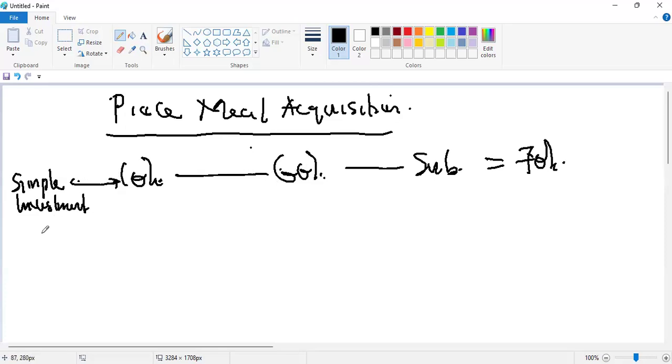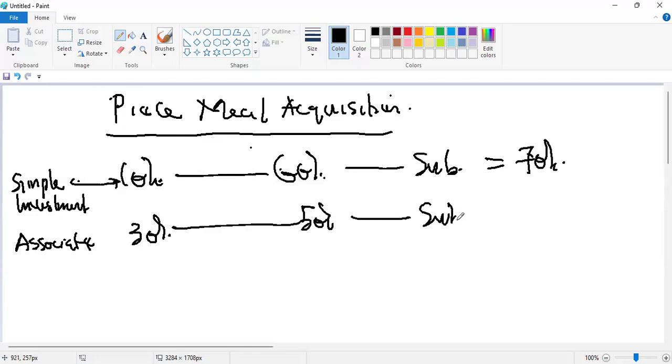The second way can be from associate. For example, he has 30%. This is an associate. He now bought an additional 50% again, and it becomes a subsidiary of 80%. This is different from a fellow subsidiary, where he has 0 and acquired the 80%.